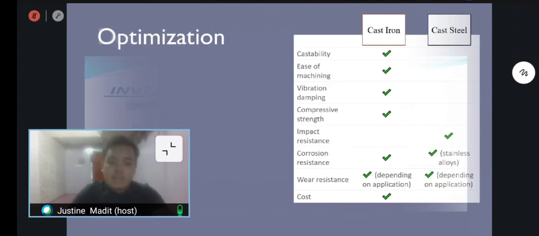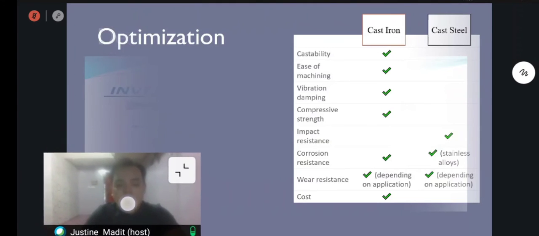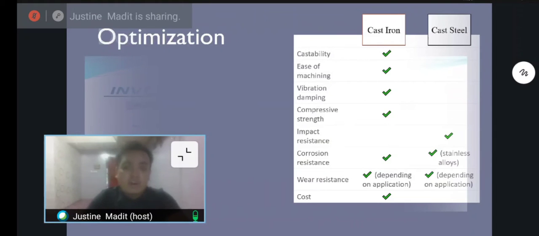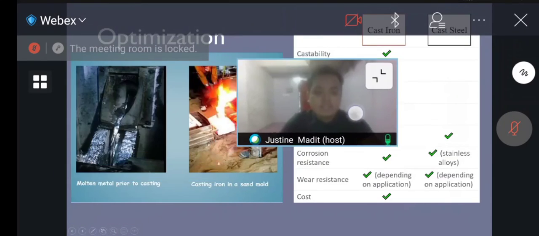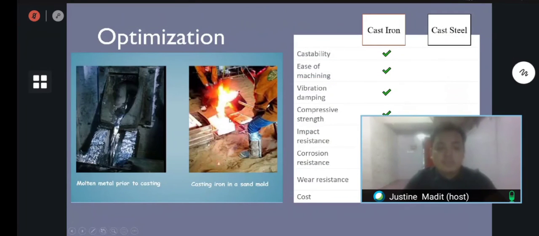Corrosion, as we just saw, and wear resistance. Wear resistance is a very subjective topic, where it all depends on what application we use the type of metal for. And the cost of cast iron is much cheaper compared to cast steel because it's just iron, and you can get it much more easily. This is the difference between the metals prior to casting in a sand mold. This is the difference.